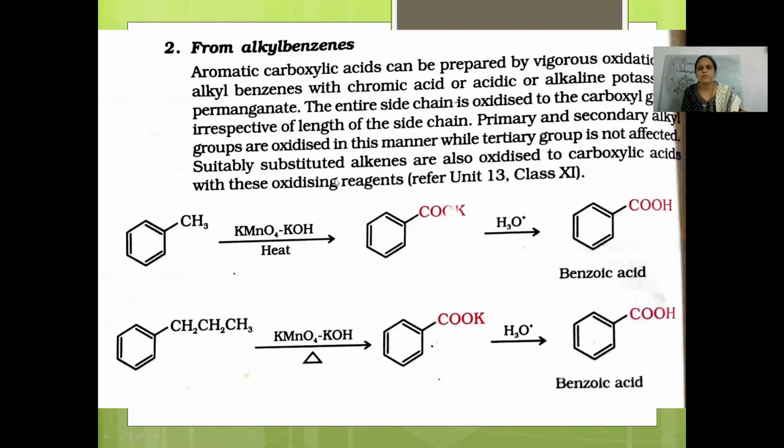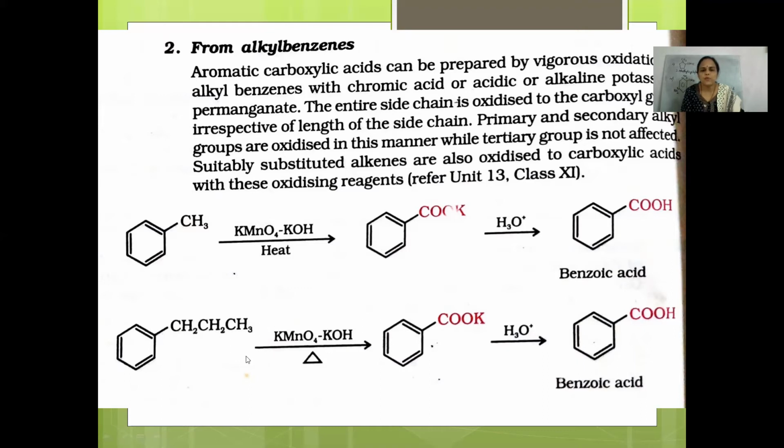The second method of preparation is from alkyl benzenes. Here it is an alkyl benzene which we are treating. This is C6H5CH3, methyl benzene, commonly called toluene. When treated with KMnO4 in presence of KOH and heated, C6H5COOK, the potassium salt of carboxylic acid, is formed, which undergoes hydrolysis with H3O+, and this results in the formation of benzoic acid.